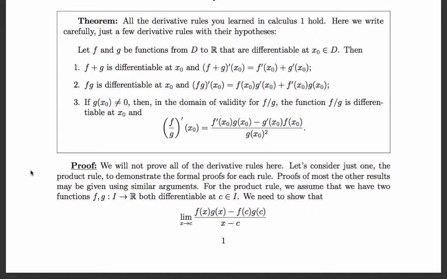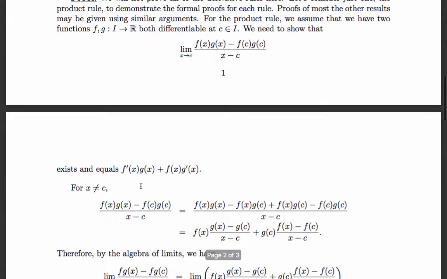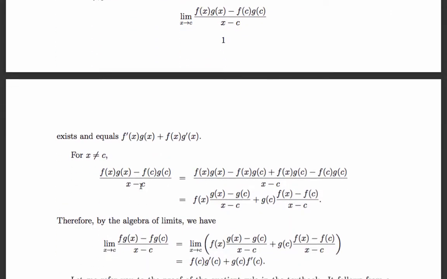Let's take the derivative of f of x times g of x with respect to x. That means we need to take the limit of the secant slope as the width of the secant slope goes to 0. In other words, take the limit as x approaches c, where c is where we're computing a derivative, of f of x times g of x minus f of c times g of c over x minus c. And then we're going to add 0. Again, we're assuming that x is not equal to c.